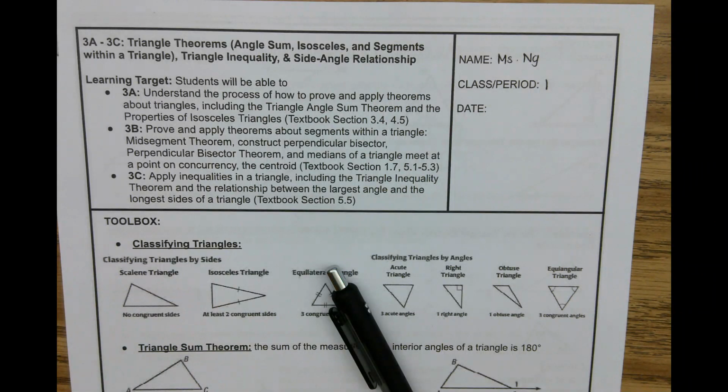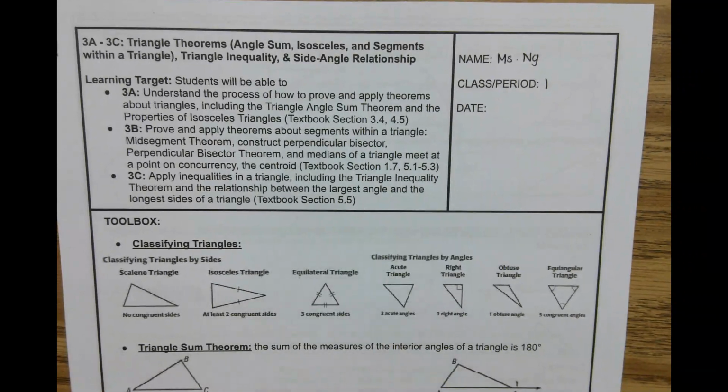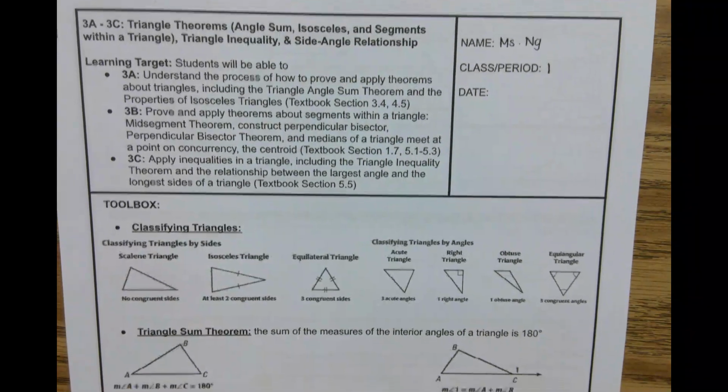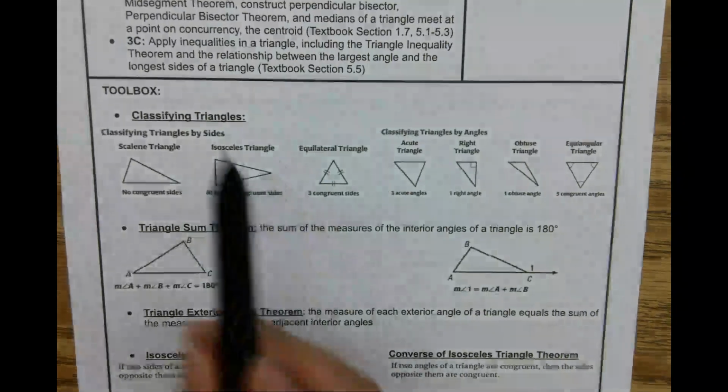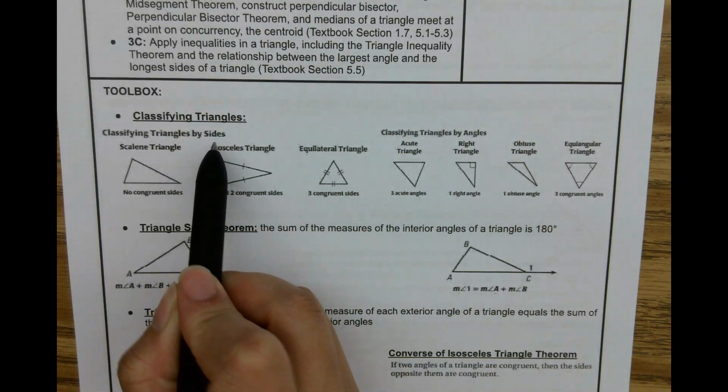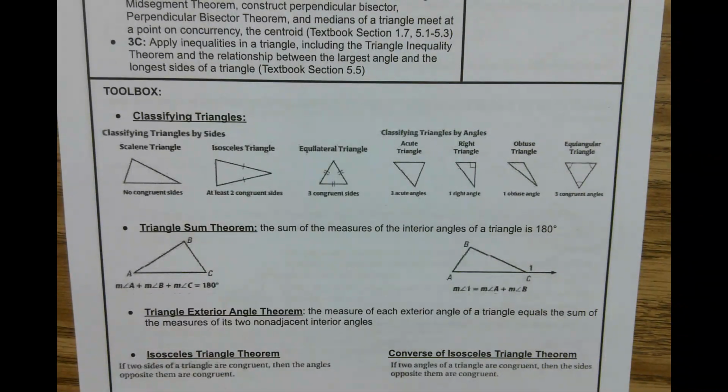Hi guys, so today we're going to be learning how to classify triangles and we're going to be reviewing the triangle sum theorem, the triangle exterior angle theorem, the isosceles triangle theorem, and theorems for equilateral triangles. So first we're going to start by classifying triangles. There are two ways to classify triangles. We can either classify them by their sides or by their angles.